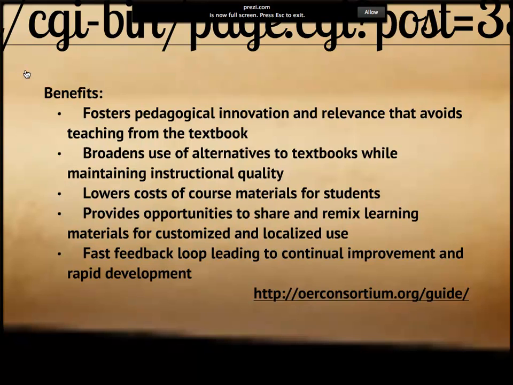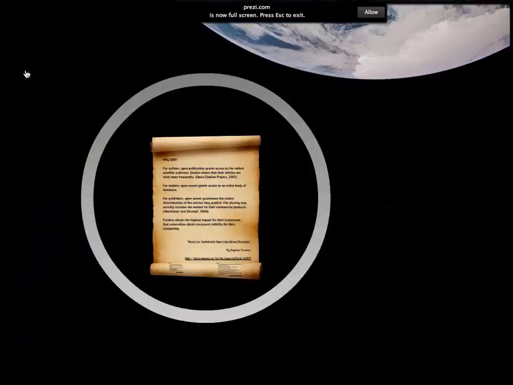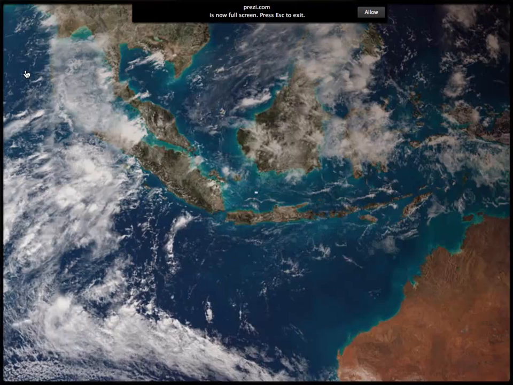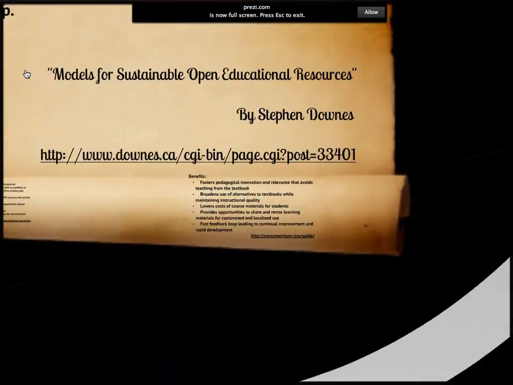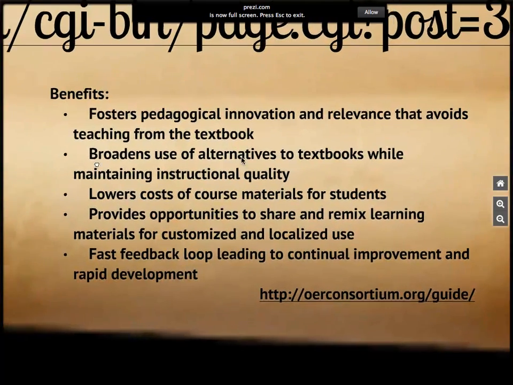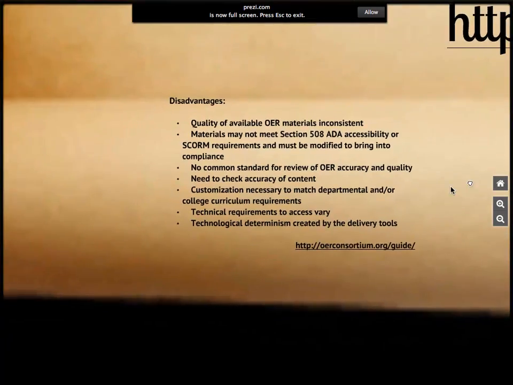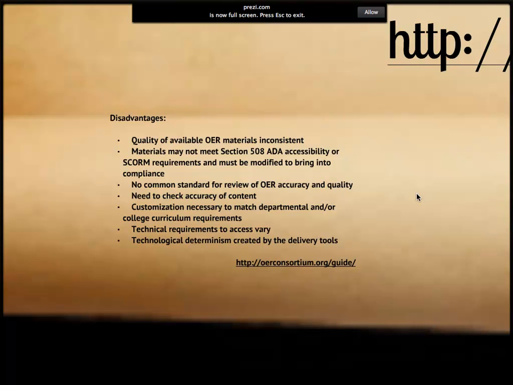Any other anti-positives that you can think of? Okay, well, let me show you a list that I collected from the OER consortium. My computer is rebelling against me here. So here's a list of disadvantages that I collected.